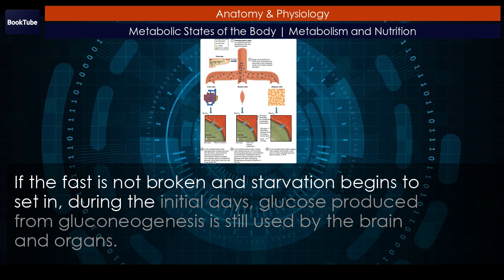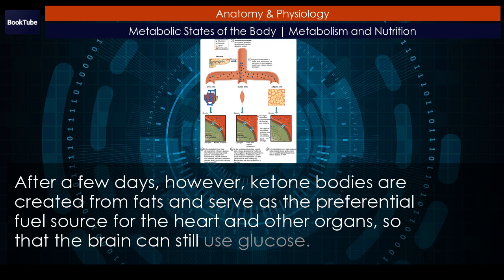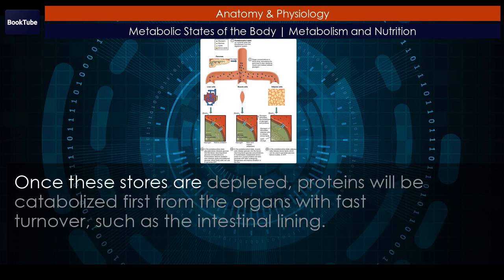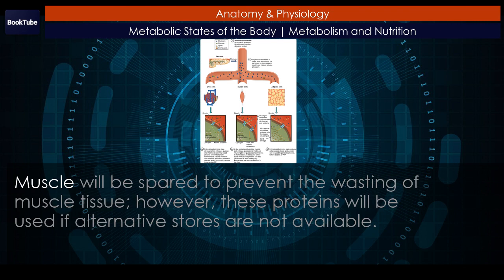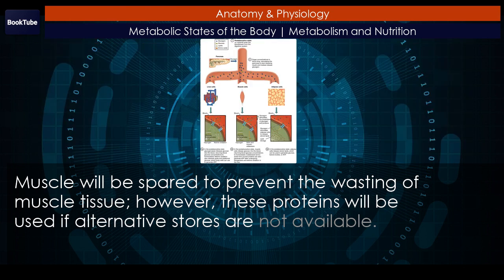if the fast is not broken and starvation begins to set in. During the initial days, glucose produced from gluconeogenesis is still used by the brain and organs. After a few days, however, ketone bodies are created from fats and serve as the preferential fuel source for the heart and other organs, so that the brain can still use glucose. Once these stores are depleted, proteins will be catabolized first from the organs with fast turnover, such as the intestinal lining. Muscle will be spared to prevent the wasting of muscle tissue. However, these proteins will be used if alternative stores are not available.